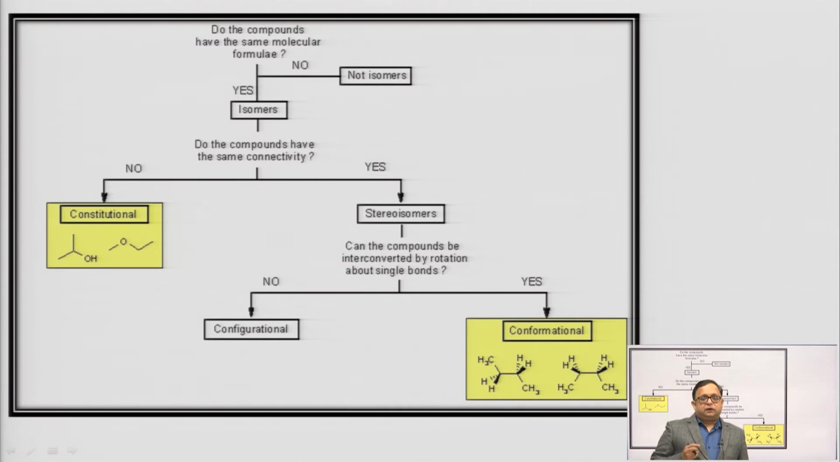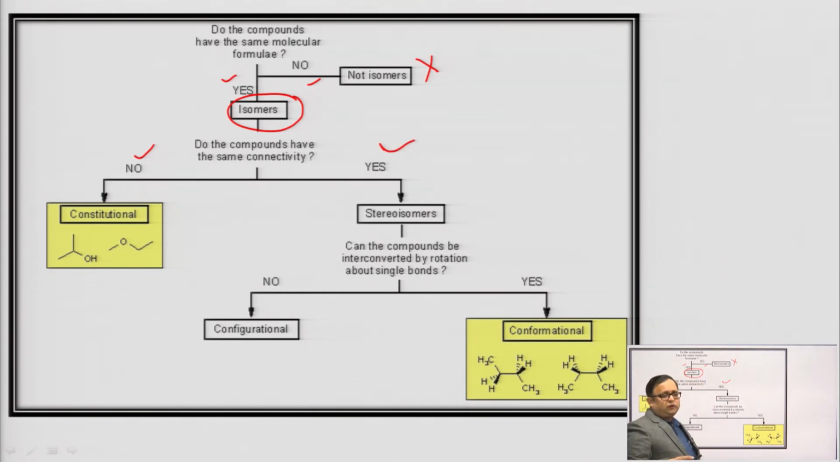Now, this is a flow diagram. With the help of this, we can understand how it gives conformational isomerism. Let us summarize it. Do the compounds have the same molecular formula? There are two answers, yes or no. If no, definitely there is no question of isomerism. If yes, then they are isomers. Now, do they have the same connectivity? The answer can be yes or no. If no, then the isomers are of the constitutional type.